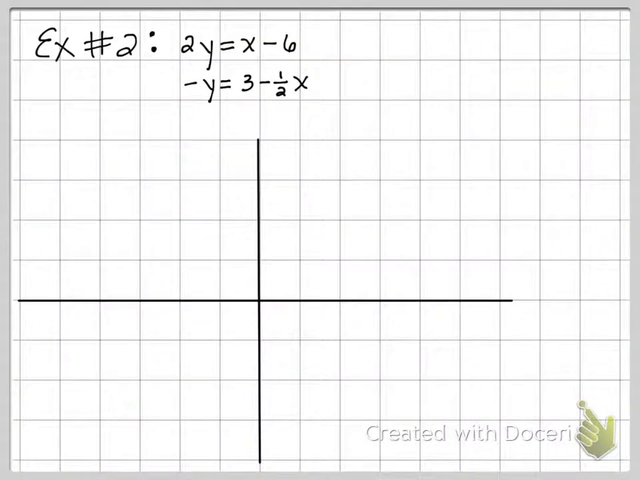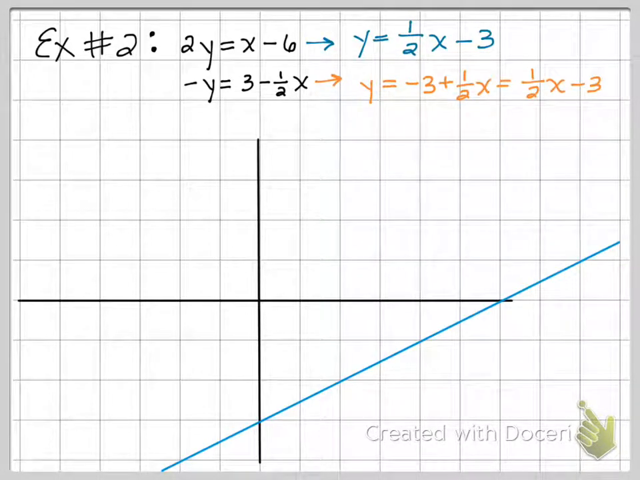Here's the next example. In this one we have 2y equals x minus 6 and negative y equals 3 minus 1/2 x. So notice it's not already in slope-intercept form. It doesn't have to be, but I do have to somehow figure out a way to graph it. In the last topic you learned several methods for graphing. You can use whichever one you want to. But today I'm actually going to solve for slope-intercept form so I can figure out what it is.